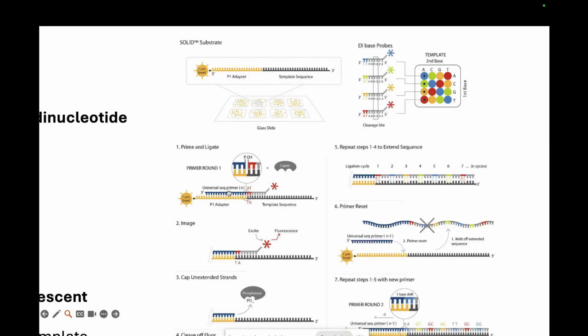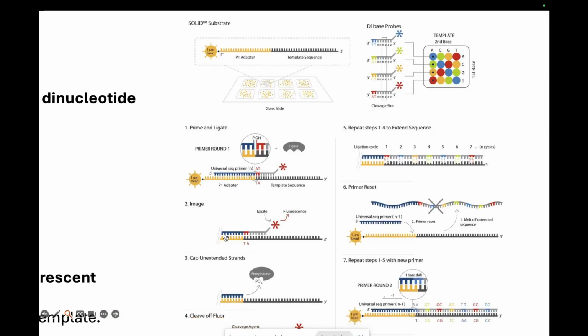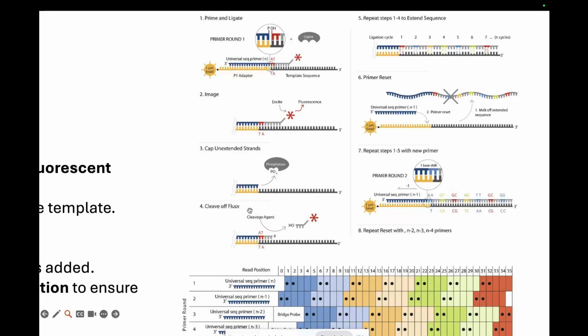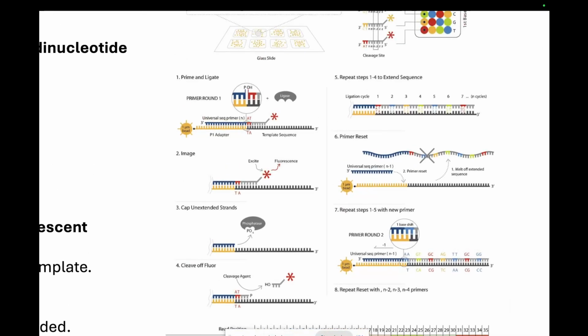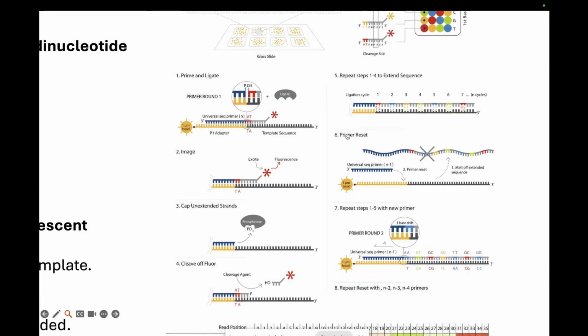This is the sequence primer, and these are the bases that are getting ligated here. After ligation, it will release a fluorescence signal, which you can image using some high definition camera. Then you extend cap the unextended strands so that you can block the signal there, and then you cleave off the fluorophore at that position, and then again you repeat steps 1 to 4 to extend the sequence.